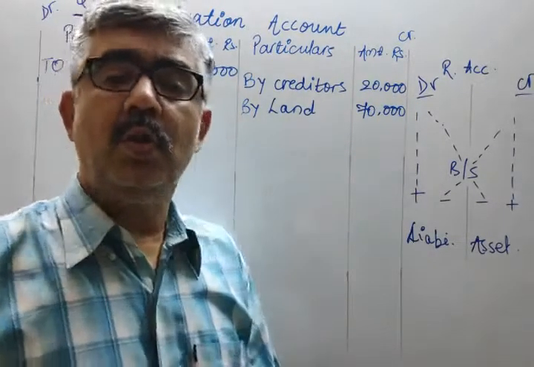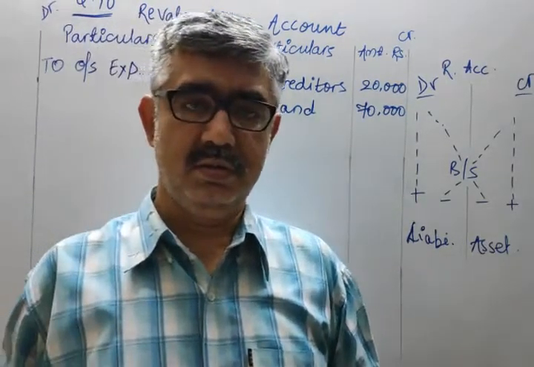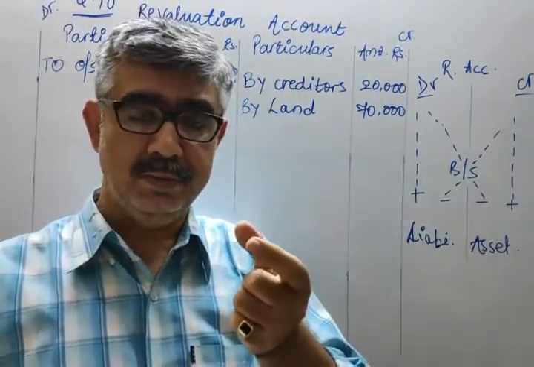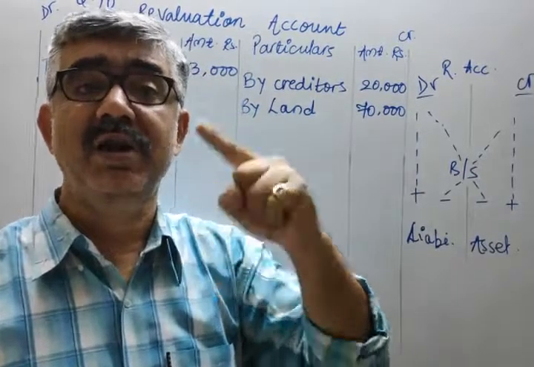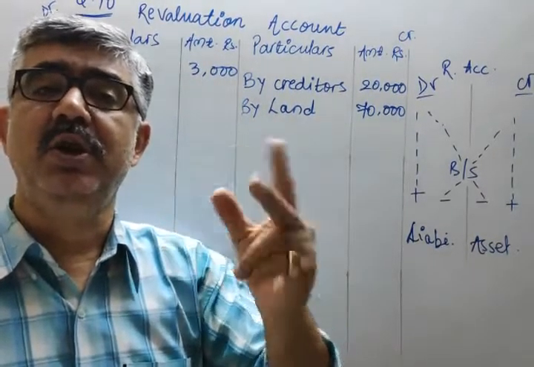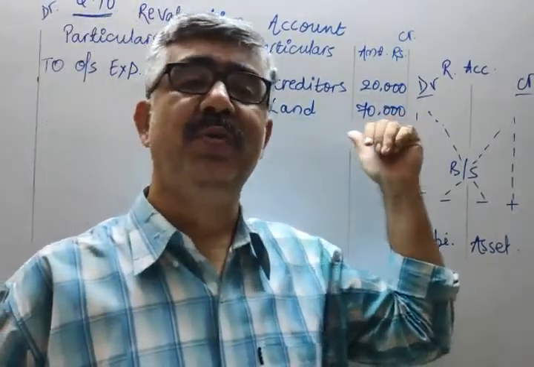70,000, because 1,80,000 was already there. Here what we are going to write is the change in value. We are not supposed to write the new value. The change between the new value and the old value is to be recorded over here.